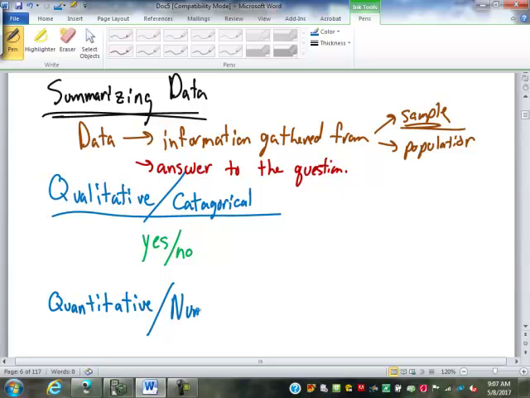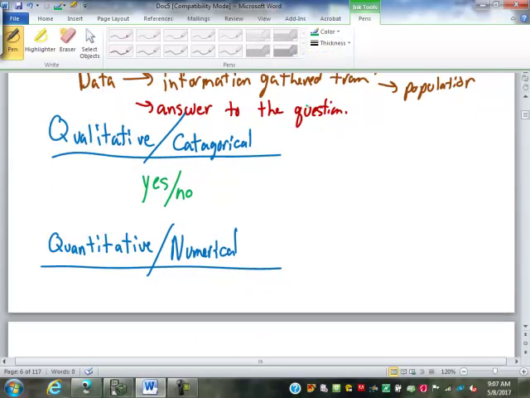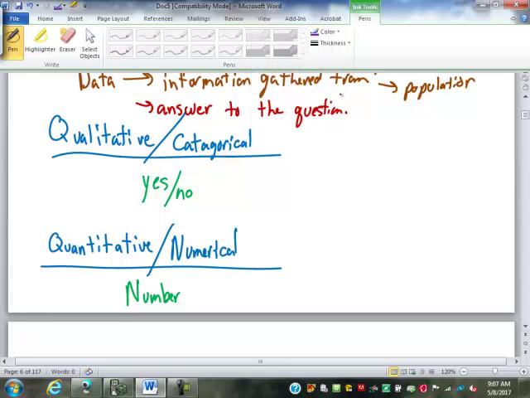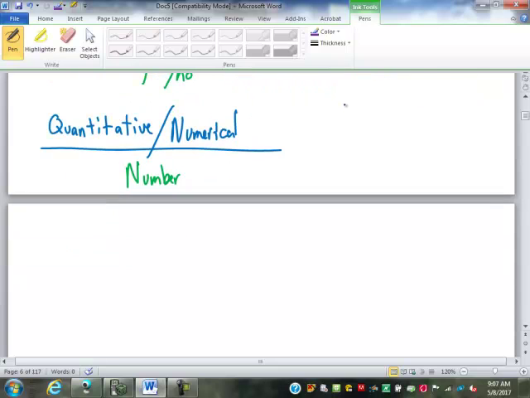or numerical. Obviously, with numerical data or quantitative data, the answer to the question being asked is a number. Qualitative data can be broken up into subcategories, but we're not going to talk about those. Quantitative data can also be broken into subcategories. The first one is what's called discrete numerical data. Discrete is counting.